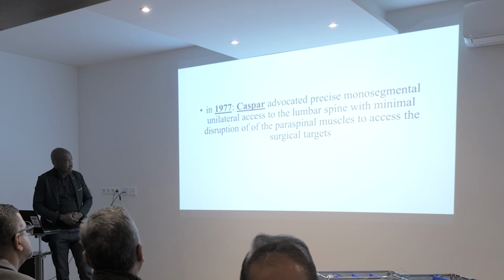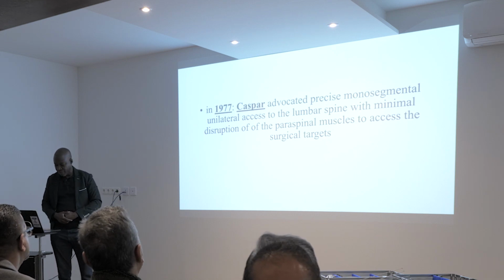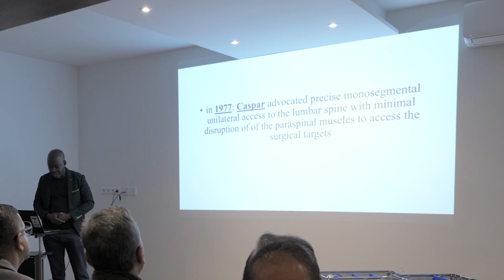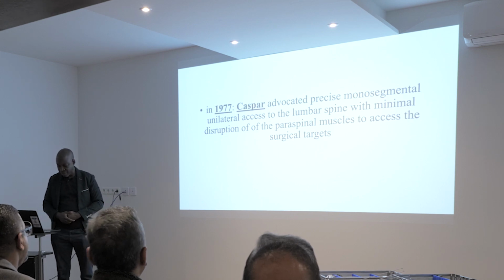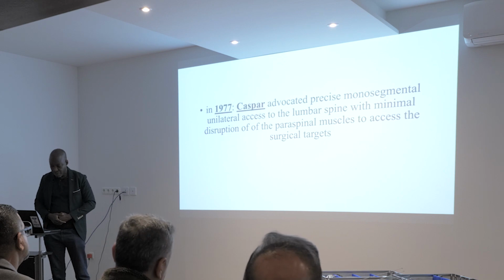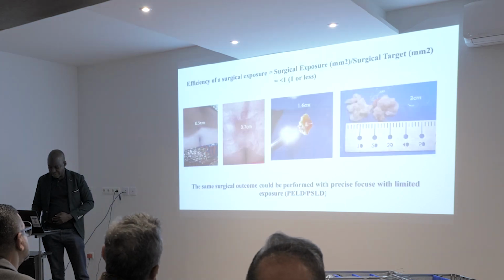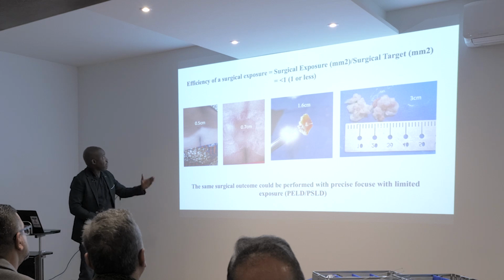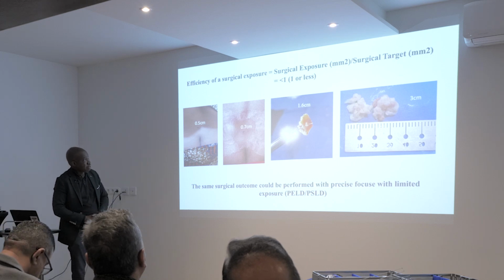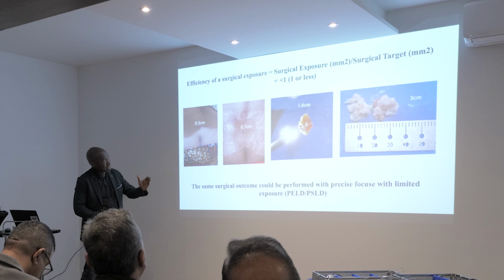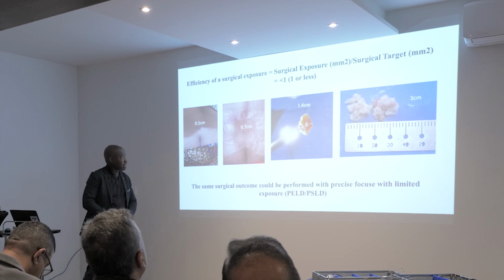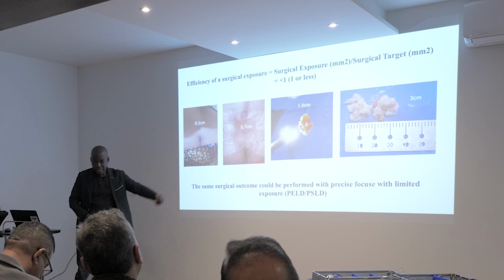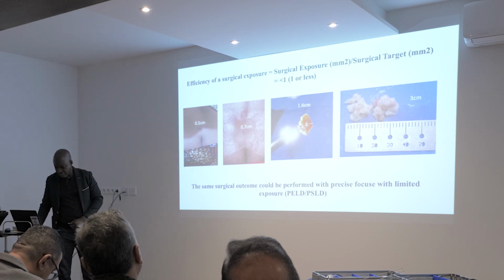In 1977, Kasper advocated precise monosegmental unilateral access to the lumbar spine with minimal disruption of the spinal muscles to get access to the target. And of course, the efficiency of your surgical exposure is equal to the surgical exposure divided by the surgical target. And here we can see the minimal exposure, but we get a very big target.